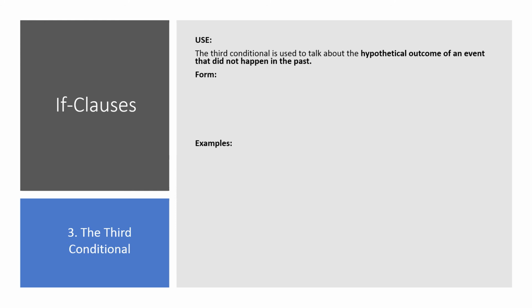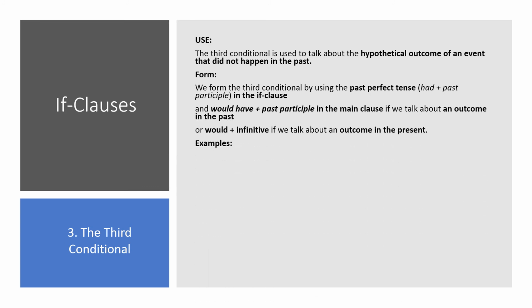It will become clear, I promise, when we look at the examples. But let's first have a look at how to form this third conditional. So we form the third conditional by using the past perfect tense, which means had plus the past participle in the if clause. And then we have 2 options, depending on whether we talk about the past or the present.